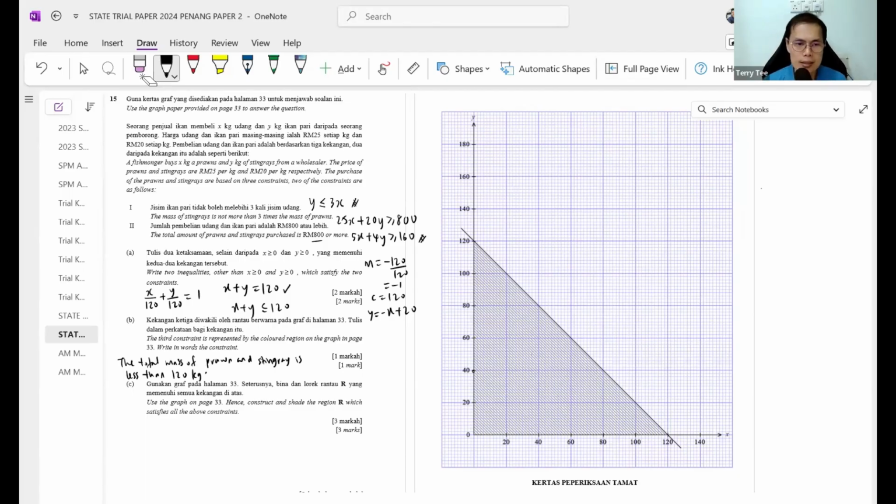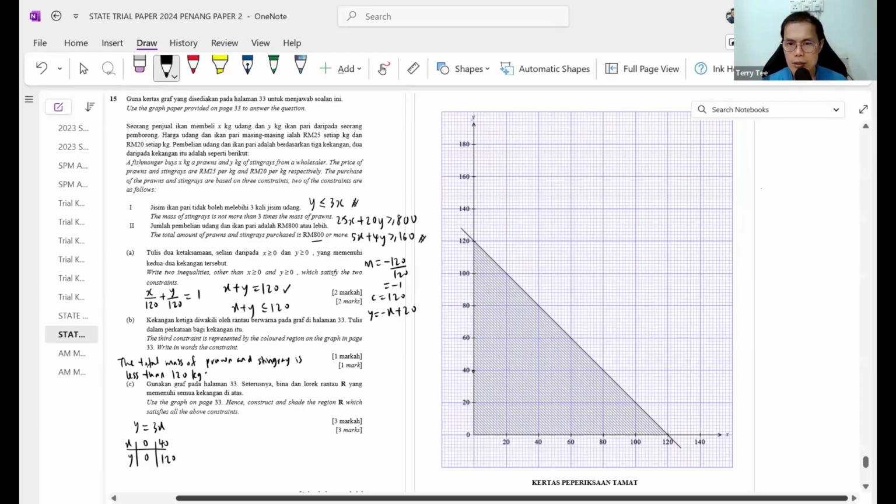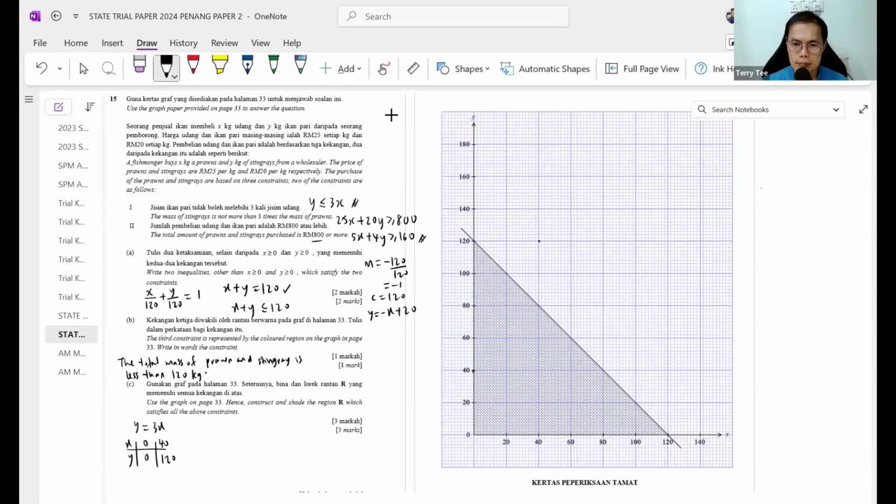Next, use a graph to construct and shade the region R, which satisfies all three constraints. I think the third one we already know, so it's already shaded. We just have to find the first two. Y equals 3x. For me to draw, use a table of values. Let x be 0, y is 0. For the second one, use another value of x, maybe 40. Y will be 120. 40 and 120 is here. So let's use a ruler. 0, 0 is here. Just join them together. You notice it looks something like this.